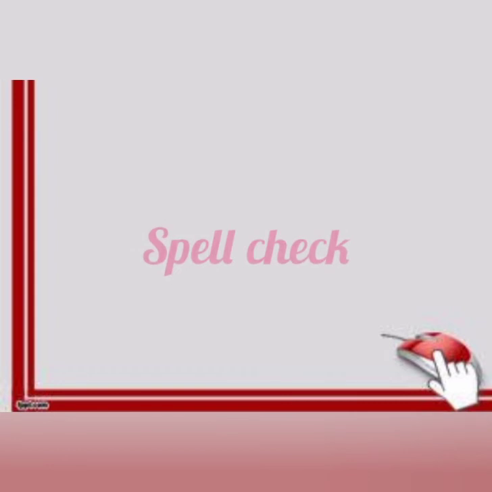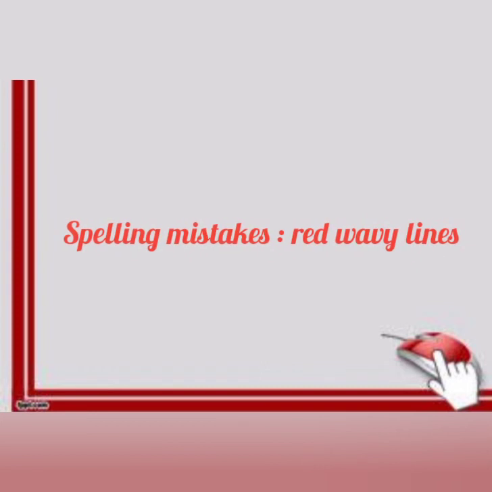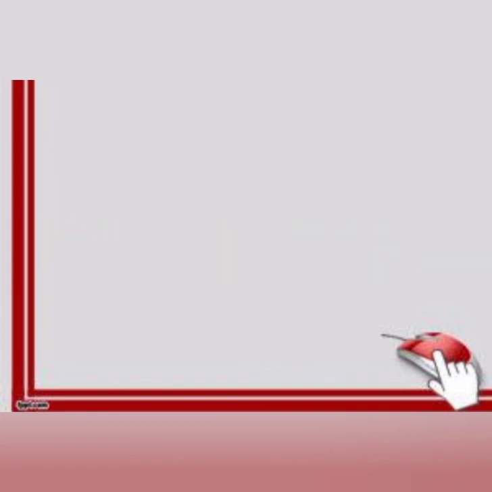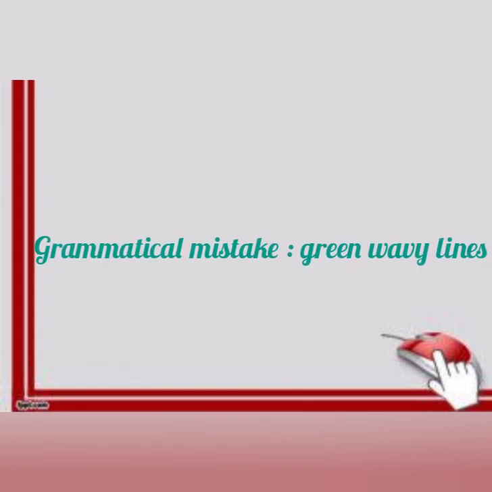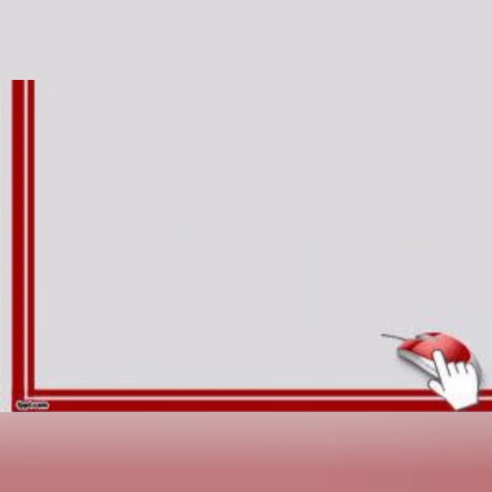Next one is spelling check and grammar check. Here, the red wavy lines display the spelling mistakes and green wavy lines display the grammatical mistakes. Next one is find and replace. If you need to find any word in a document and replace that word with another word, you can use this option in MS Word 2010.